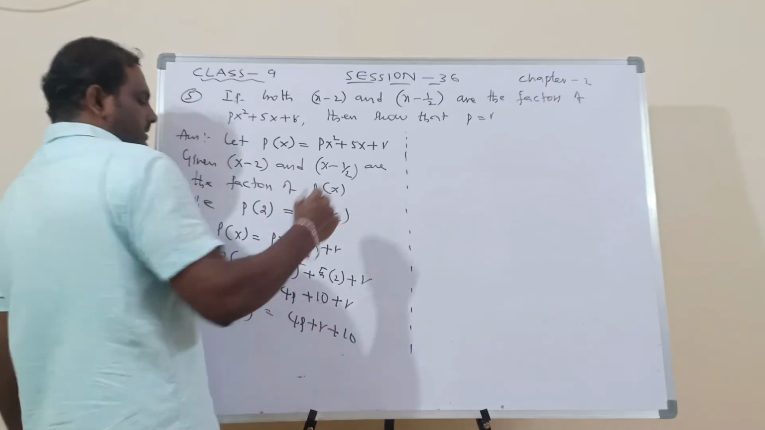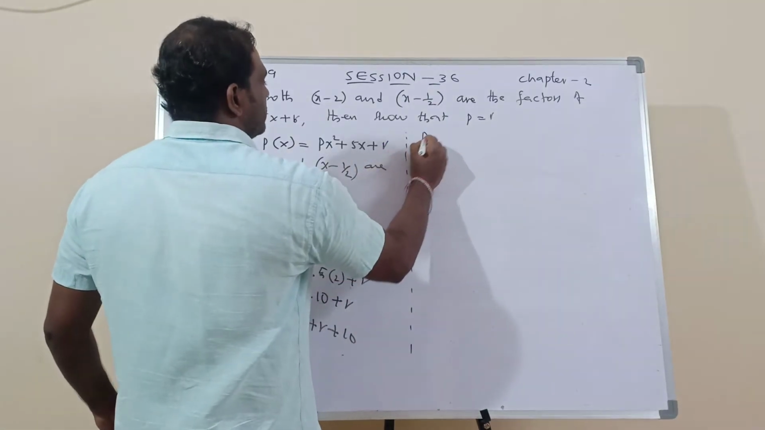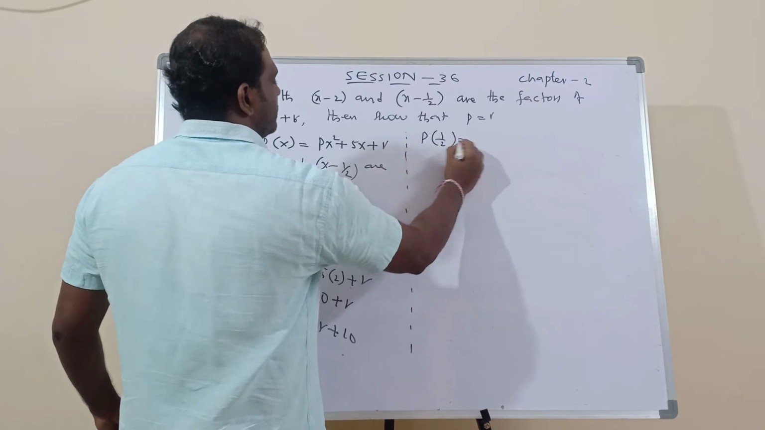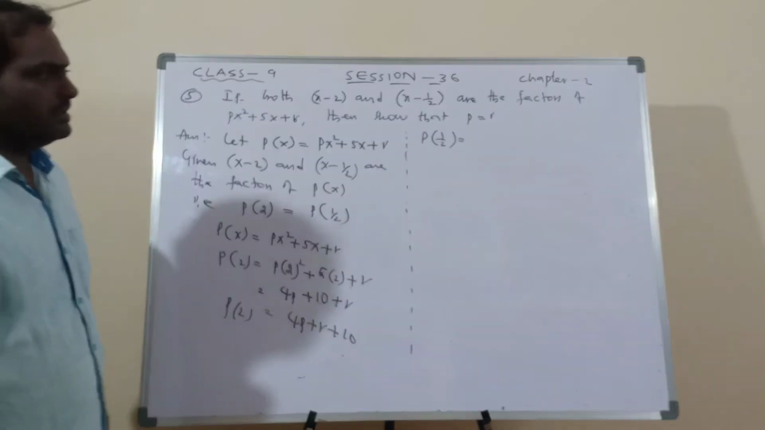Next I have to find p of 1 by 2. So p of 1 by 2 is equal to, wherever x is there I have to write 1 by 2.